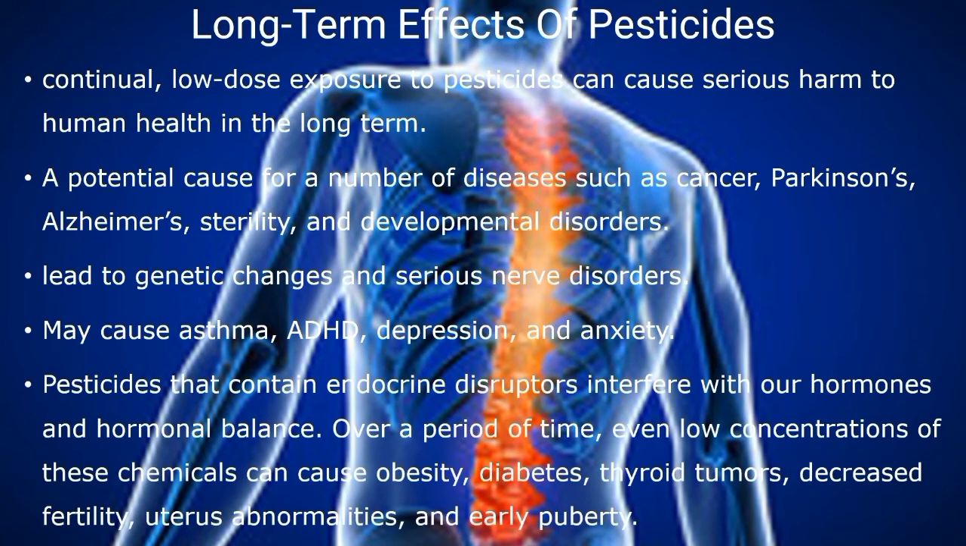Pesticides that contain endocrine disruptors interfere with our hormones and hormonal balance. Over a period of time, even low concentrations of these chemicals can cause obesity, diabetes, thyroid tumors, decreased fertility, uterus abnormalities, and early puberty.